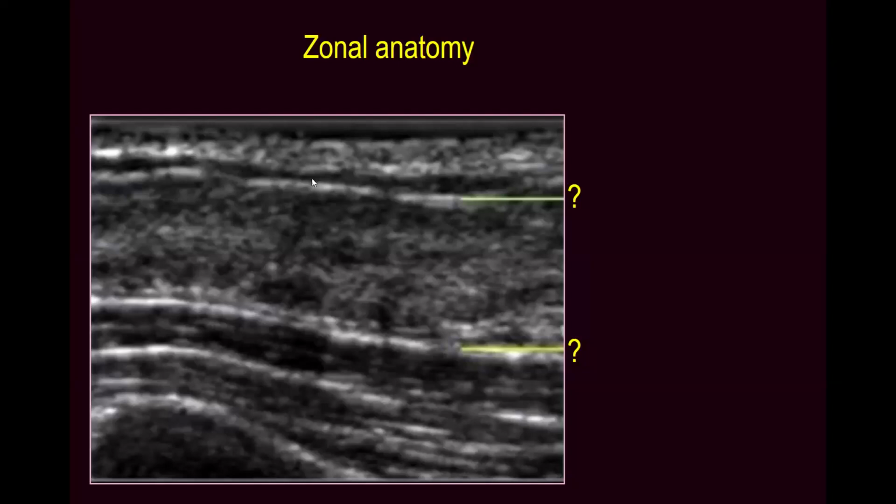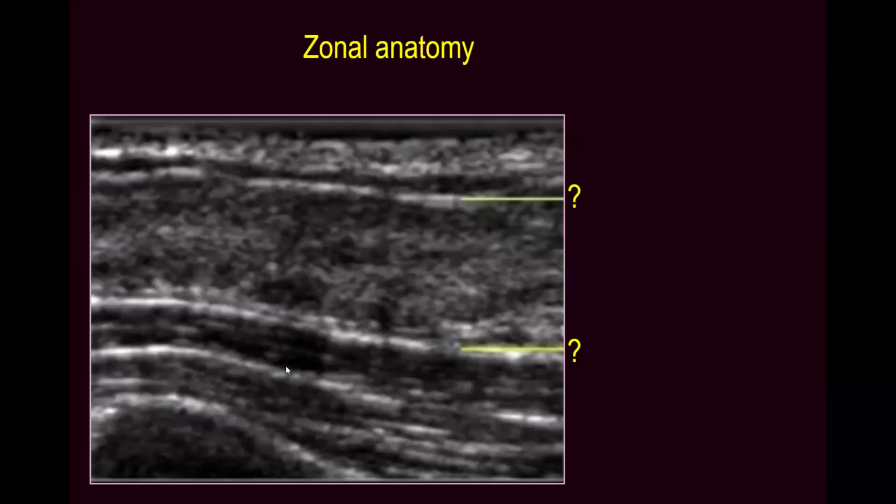And what about this? This is retro. This is the skin, and this is the subcutaneous pre-mammary zone, or subcutaneous fat. Subcutaneous fat. Yes.